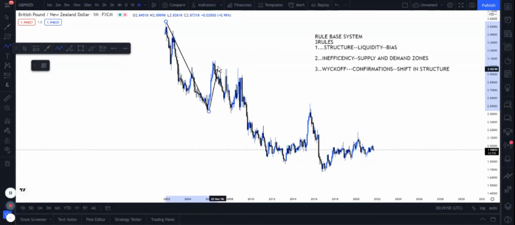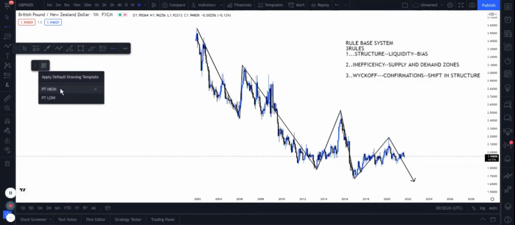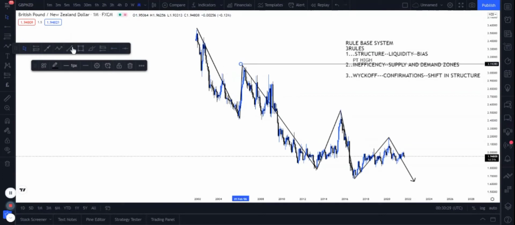First we look at structure. We've got two types of structures: the macro and the micro structure. According to the macro structure, which is the big boy structure, this is what we are currently seeing. And from this point, we want to see a push towards the downside. So remember, before you look at liquidity, let's use this as the projected high.